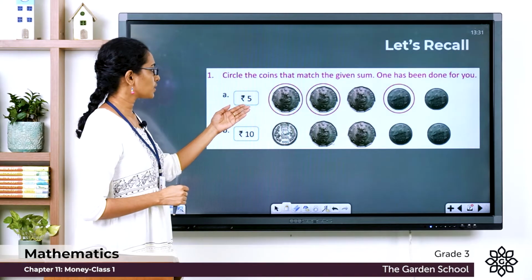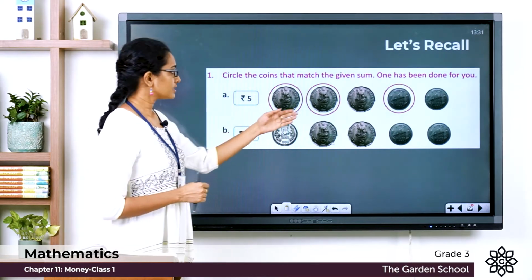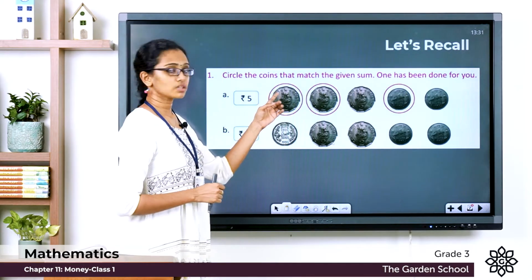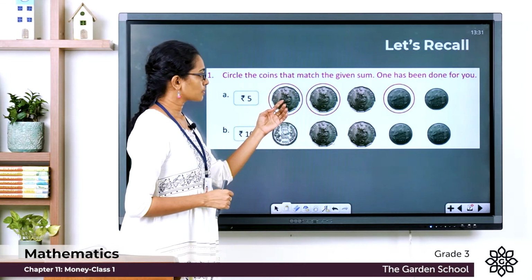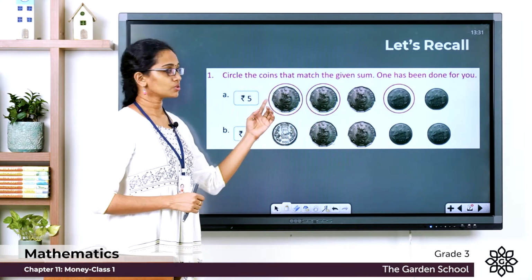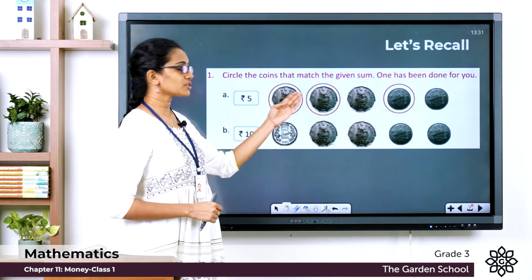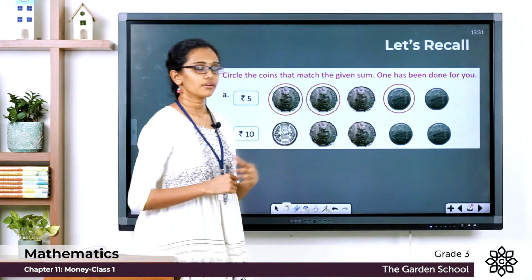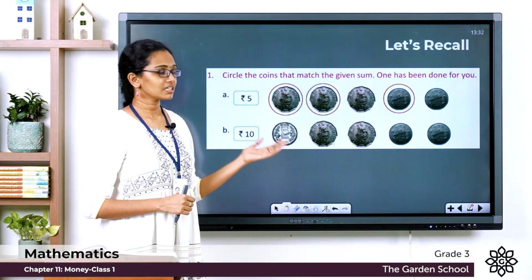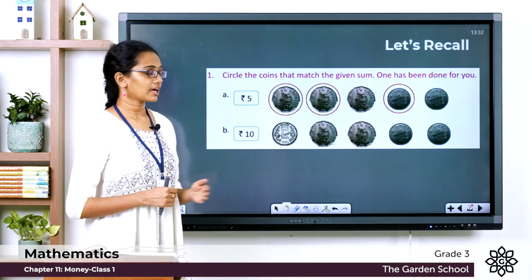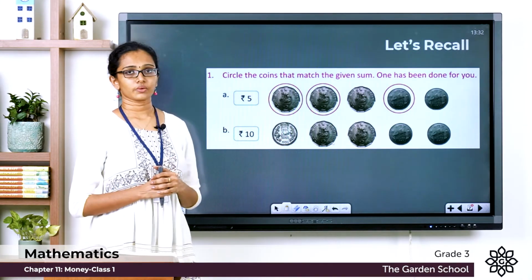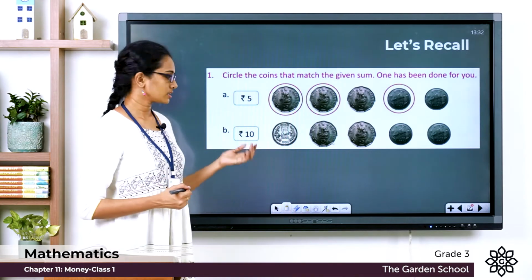So, here the first one it is rupees 5. So, here they have circled rupees 2. It's a 2 rupee coin here. A 2 rupee coin, a 2 rupee coin. So, 2 plus 2 it is 4. Then a 1 rupee coin. So, 2 plus 2, 4 plus 1, 5. Now, you have to circle the coins which have the equivalent value of the amount given in the question. So, let's start working out these questions.